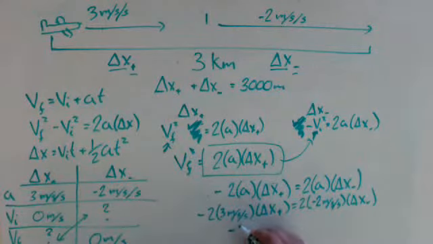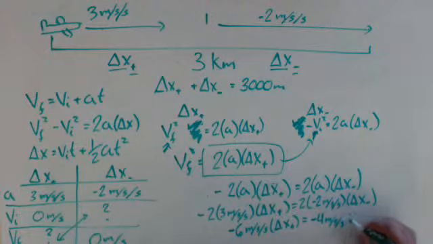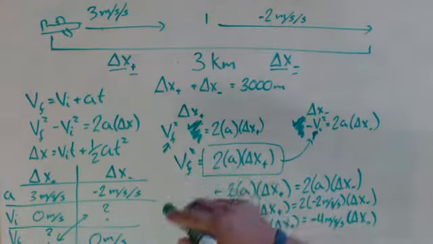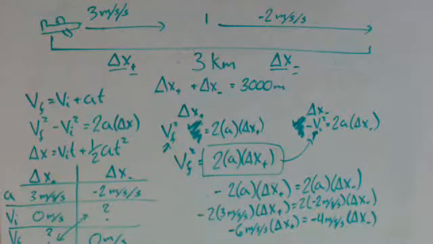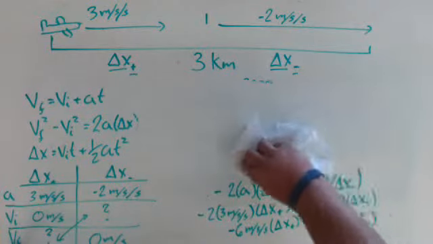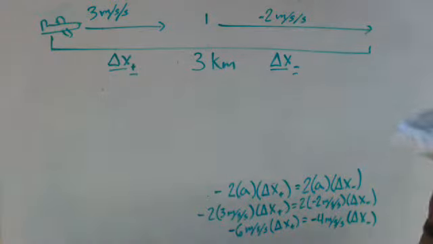So I'm left with negative 6 meters per second squared times delta x plus is equal to, and I'm going to have to erase some of this stuff, negative 4 meters per second squared delta x minus. Now let me erase some of the stuff on top and we'll finish up. Oops, I shouldn't have erased that. That one was kind of important. But I do need the space.